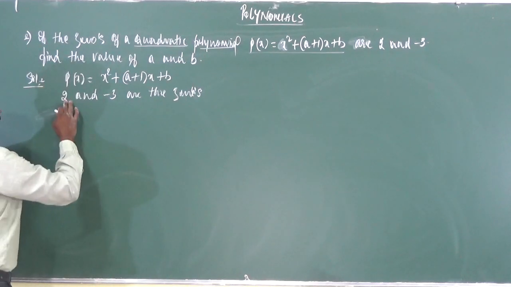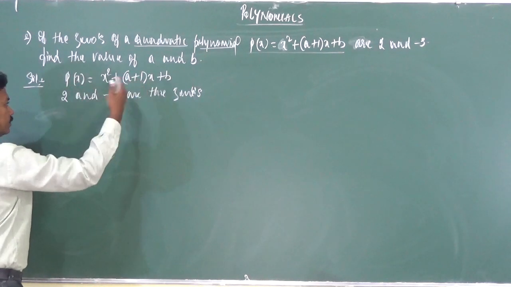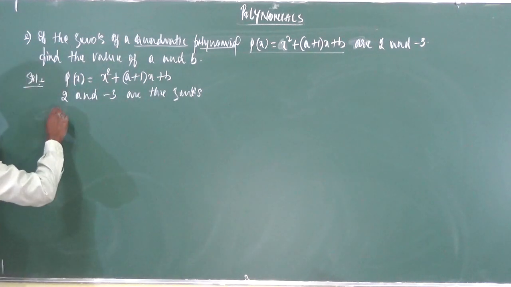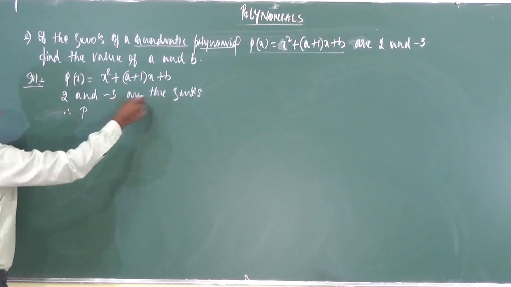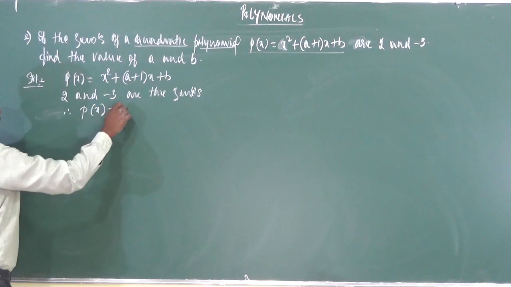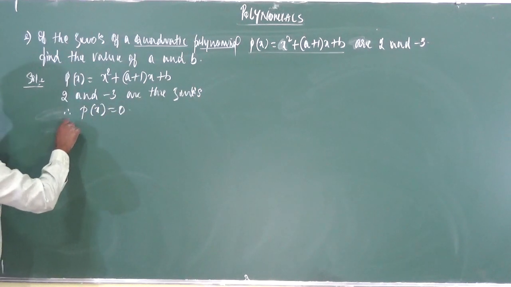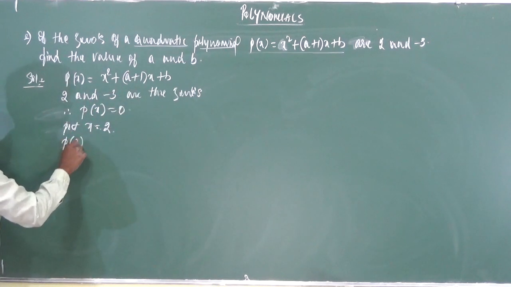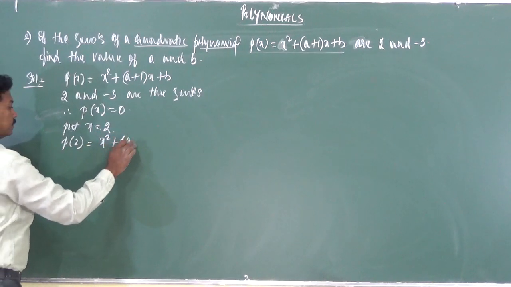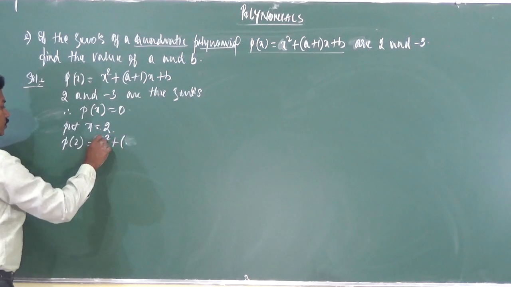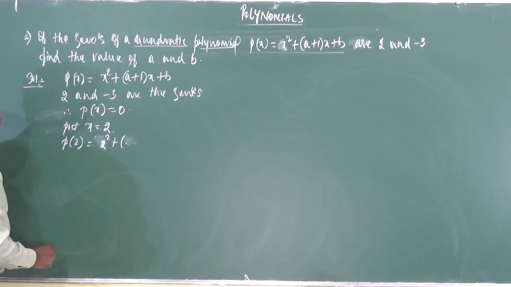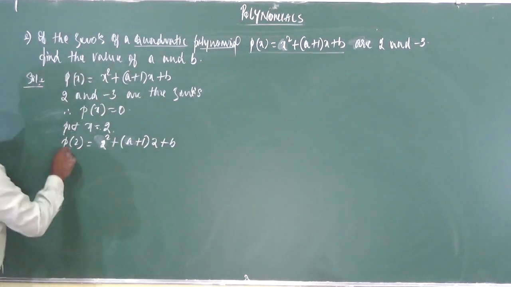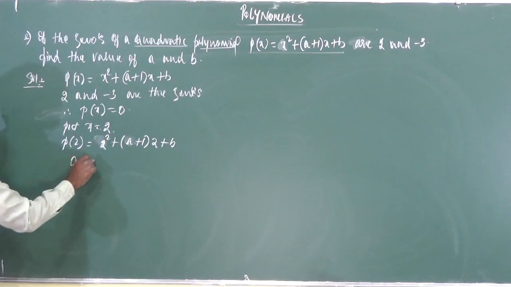So therefore, we will substitute the value of 2 in this polynomial and see what we get, and we will substitute the value of minus 3 in the polynomial and see what we get. If 2 and minus 3 are the zeros of the polynomial, p of x will be equal to 0. So put x is equal to 2. We will put this first zero into this polynomial. So p of 2 is 2 square plus a plus 1 into 2 plus b. That is p of x is 0, so we will equate this to 0.